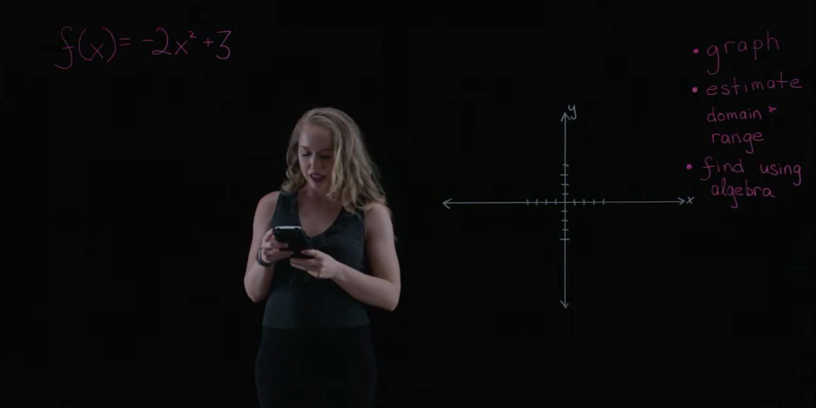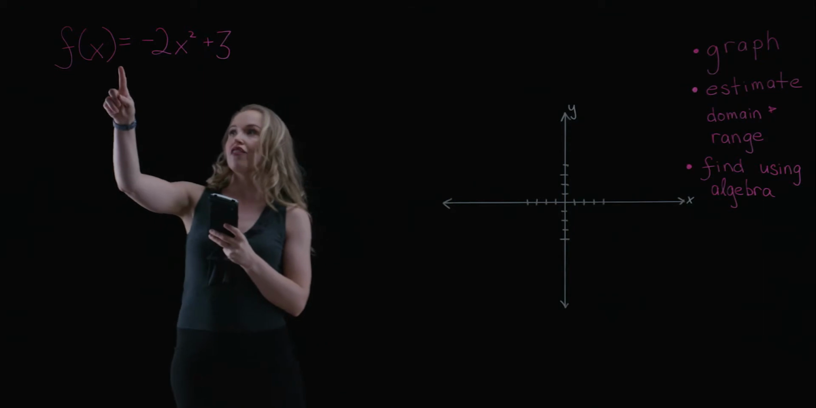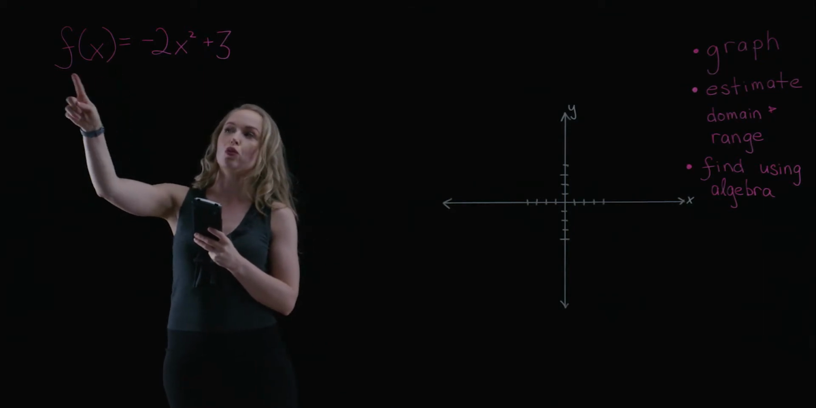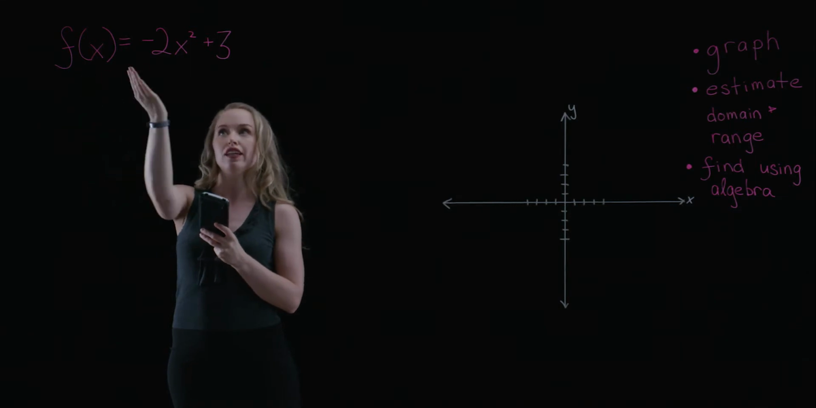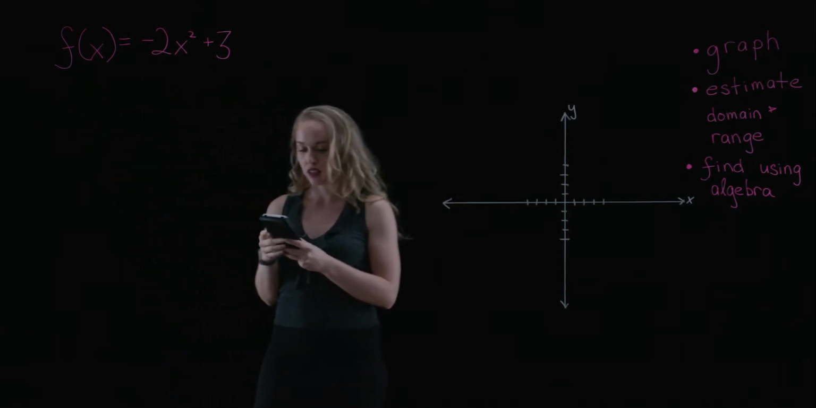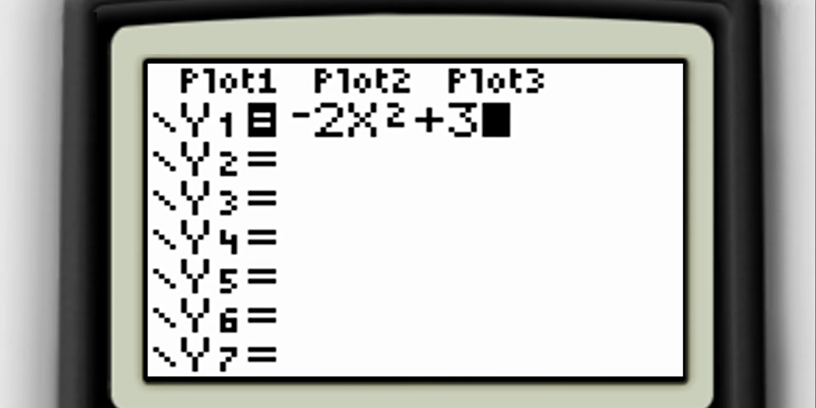I'm going to turn on my utility, press the button y equals. Anytime we see f of x, that's interchangeable with y. So if I see f of x, that's the same thing as saying y equals whatever the function is. So where it says y sub 1, I can punch in negative 2x squared plus 3. Then I can press the graph button, and it'll automatically make me a graph. Great, that was step 1.